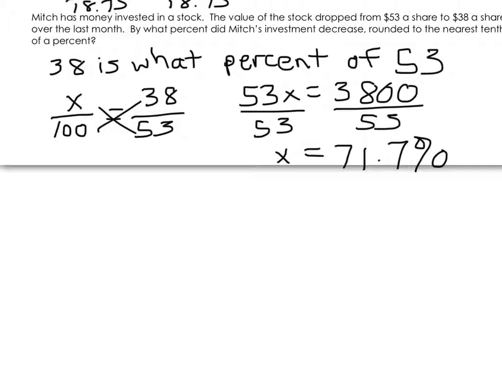So that's 71.7% of the original value. So by what percent did it decrease? It decreased by 28.3%. We lost 28.3% because our new value is 71.7% of the original. So notice that those two numbers, 28.3 and 71.7, add up to 100%. So we've lost 28.3% of its value.